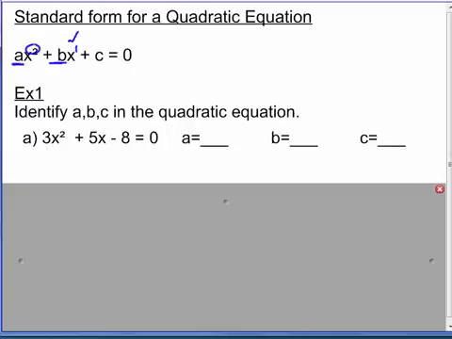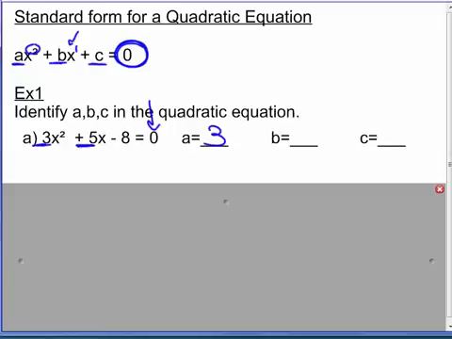So the first one, we look at the standard form ax squared plus bx plus c. We have to identify where a, b, and c are. A is always by the x squared. B is always by the x. C is always the constant. We usually write it in descending order like that, and it ends in a 0.